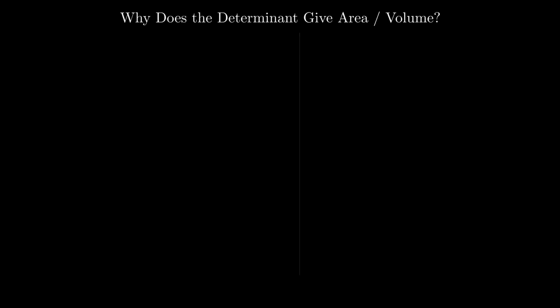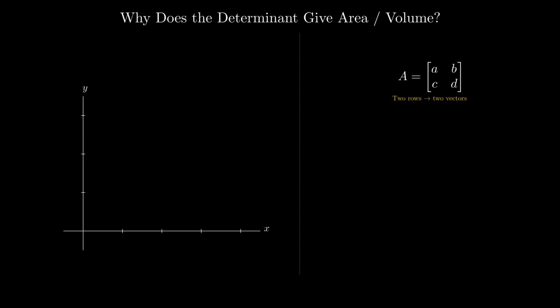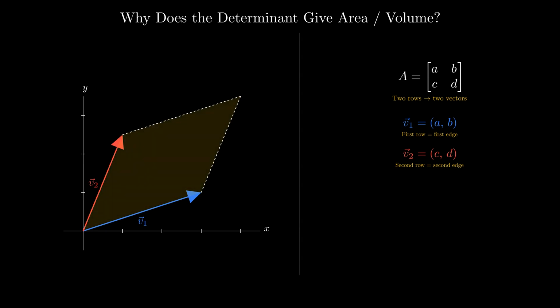So why does this work? Let's build the idea from scratch. Take a 2 by 2 matrix. Its 2 rows are vectors. Place them as arrows from the origin. The first row, vector v1, gives one edge. The second row, vector v2, gives another edge. Now connect the tips to complete a parallelogram. Here is the key claim. The absolute value of the determinant equals the area of that parallelogram.